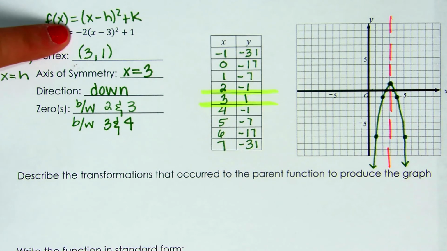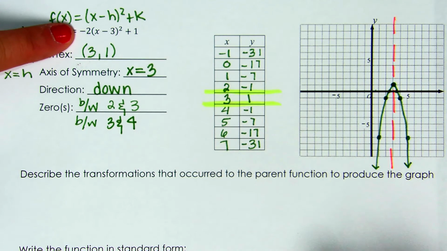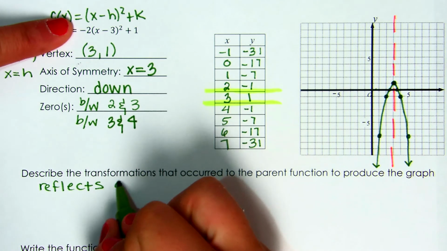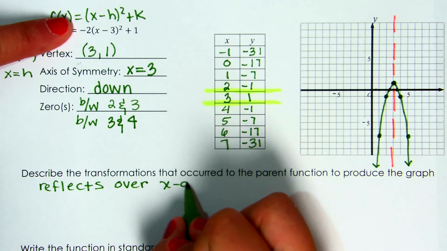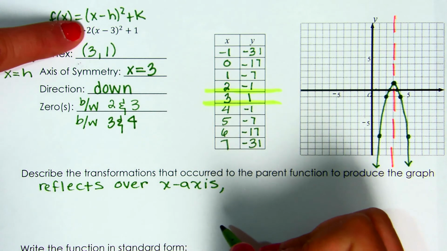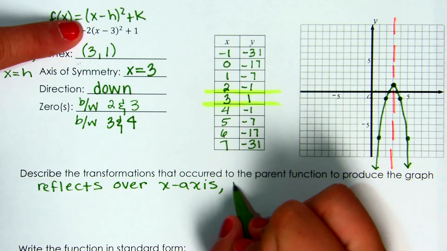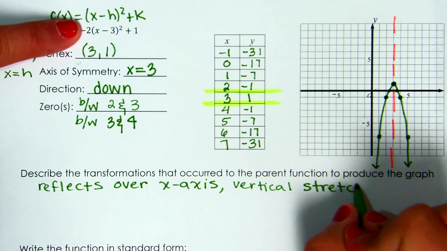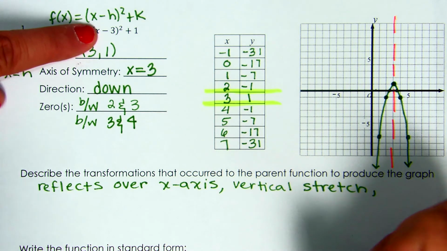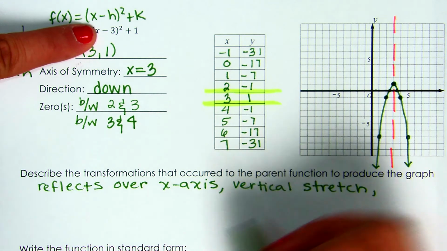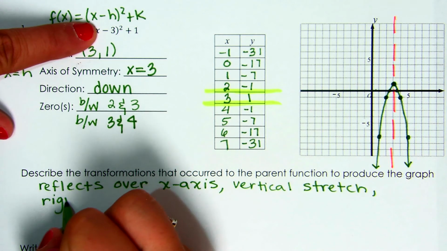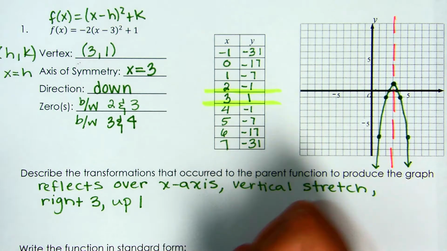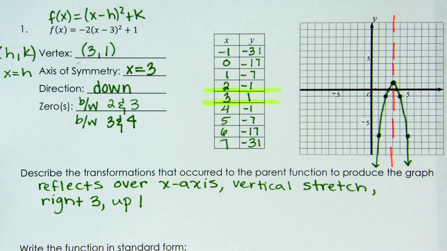Describing the transformations, I'm going to start at the left. I begin with a negative, transformations from the parent function. A negative reflects over the x-axis. A whole number before the parentheses is a vertical stretch. A minus 3 in the parentheses goes the opposite of what you think, so that moved it to the right 3. And plus 1 at the end moves up 1. And those are all of my transformations.